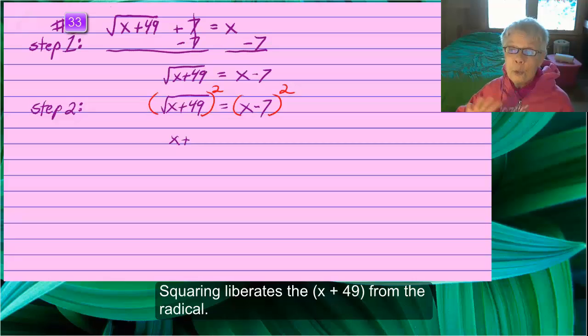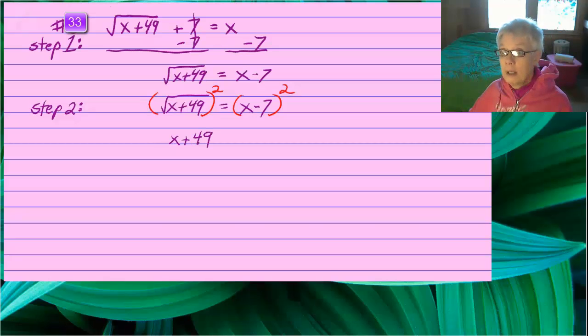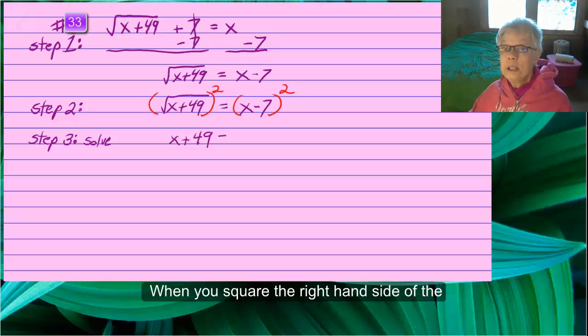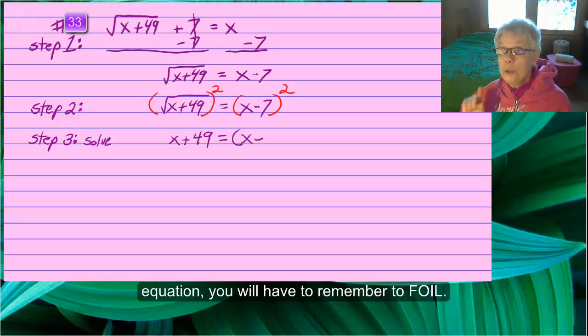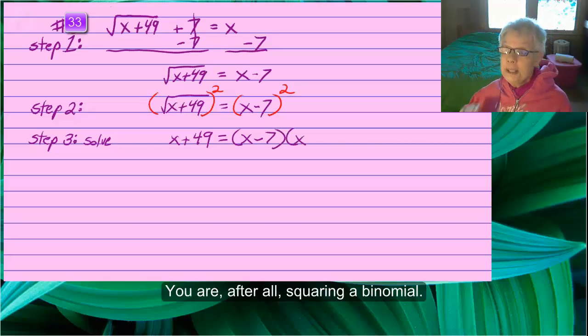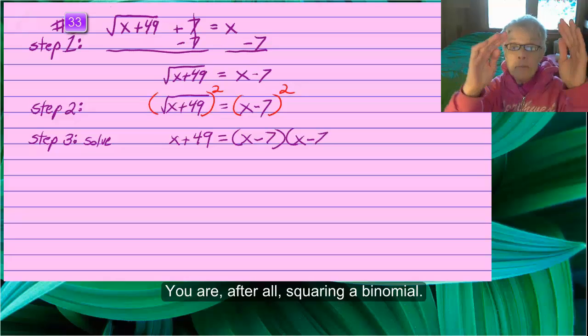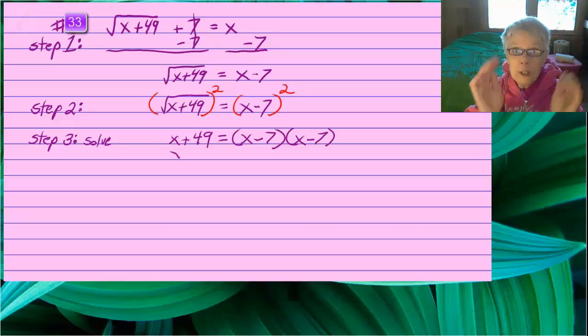On the left, the squaring just takes off the radical. But on the right side, this is all part of step 3, which is solving. Now you're going to solve the equation. When you square the right-hand side, you've got to remember to FOIL. This is a binomial. You're going to have a binomial times a binomial.